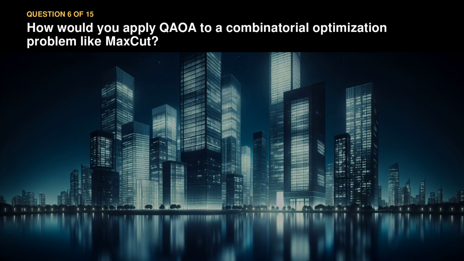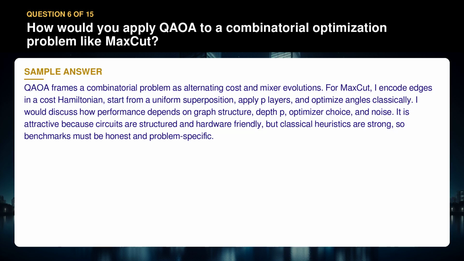Question 6. How would you apply QAOA to a combinatorial optimization problem like MaxCut? QAOA frames a combinatorial problem as alternating cost and mixer evolutions. For MaxCut, I encode edges in a cost Hamiltonian, start from a uniform superposition, apply p layers, and optimize angles classically. I would discuss how performance depends on graph structure, depth p, optimizer choice, and noise. It is attractive because circuits are structured and hardware-friendly, but classical heuristics are strong, so benchmarks must be honest and problem-specific.